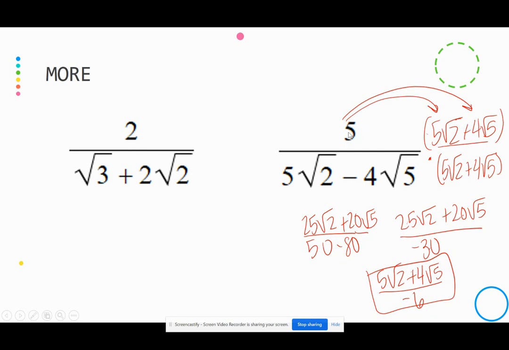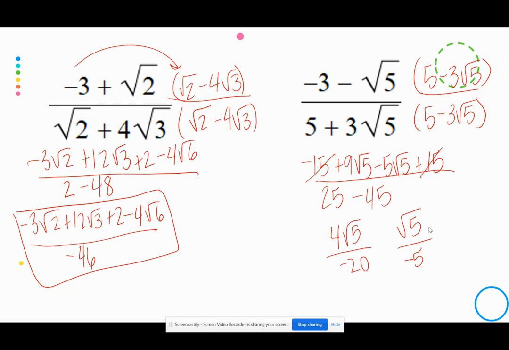So if I do the numerator, 5 times 5 square root of 2 is 25 square root of 2. 5 times 4 square root of 5 is 20 square root of 5. 5 square root of 2 times 5 square root of 2 is 25 times 2 is 50. Negative 4 times 4 is negative 16 times 5 is negative 80. Simplify and we get this, and then we look, wait, every coefficient is divisible by 5. So I divide by 5 and I get 5 square root of 2 plus 4 square root of 5 all over negative 6.